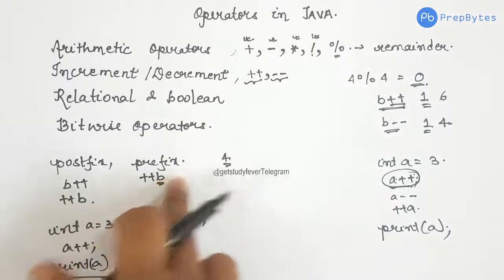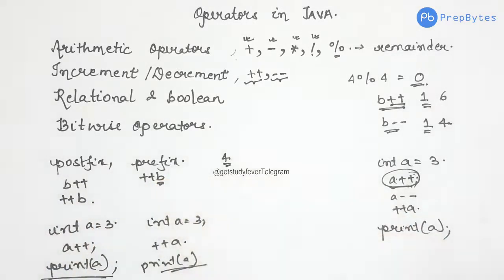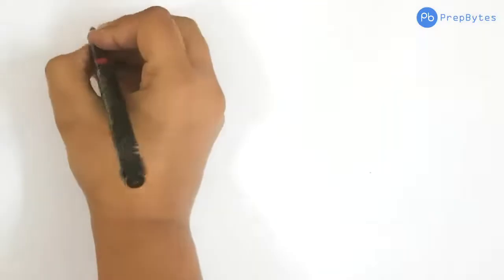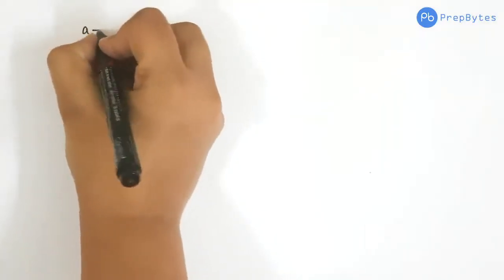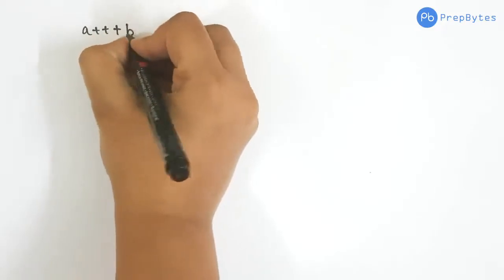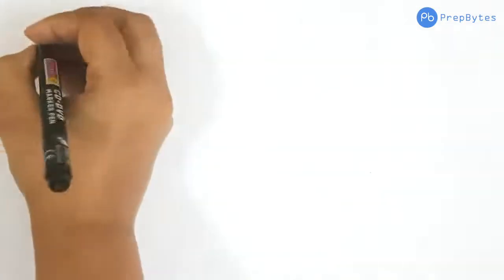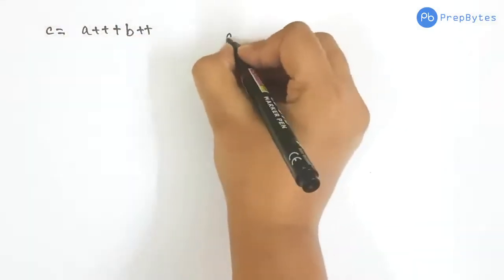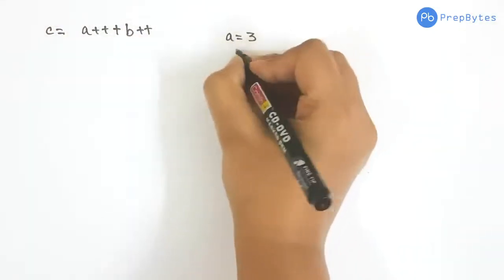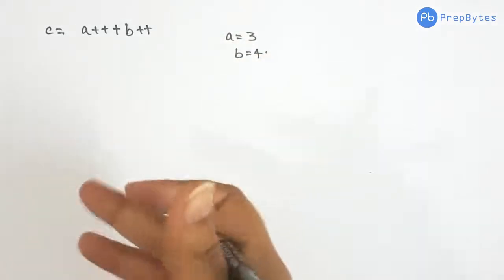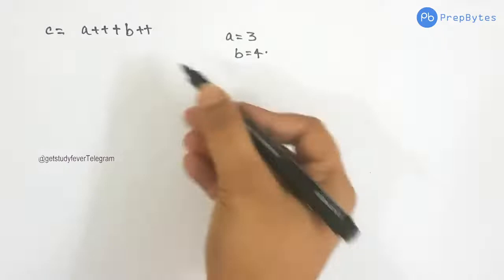Let's say I have something like this. I'll take a new sheet. Let's say we have some variable c equal to a plus plus plus b plus plus. Let's say a is equal to 3 and b is equal to 4. So what do you expect the result to be?